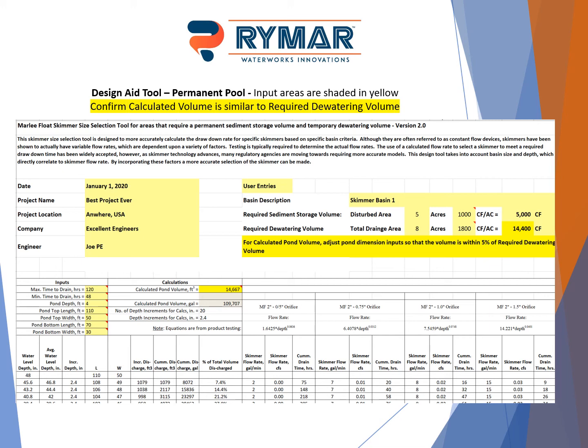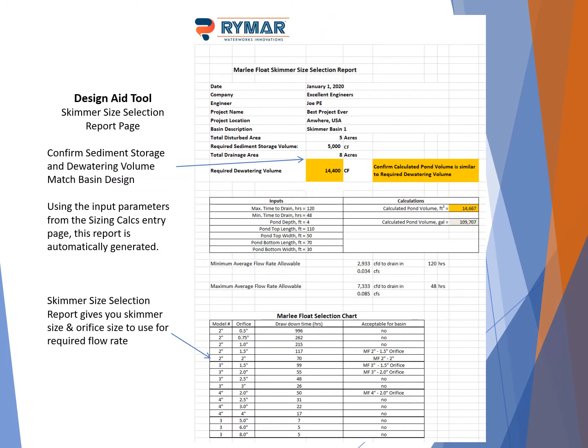Again, we have the skimmer report page available on this. That will go to the same one-page printout. In this case, we've added your total disturbed area for your required sediment storage volume. Give it an easy check for the reviewer to make sure you've provided that. And then here you've got your required dewatering volume and noted to make sure it's similar to your calculated pond volume. And again, we're within a couple hundred cubic feet, and so that should be sufficient.